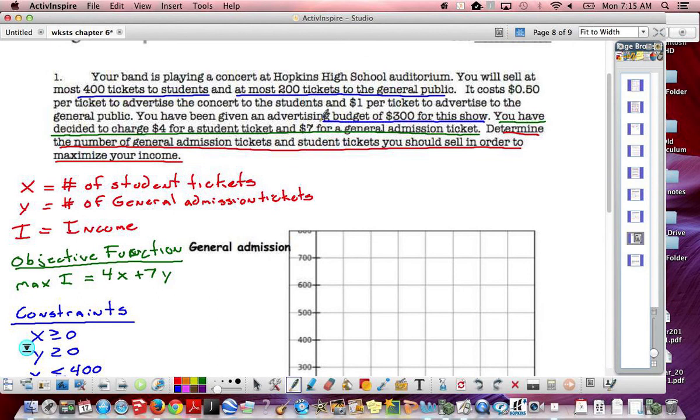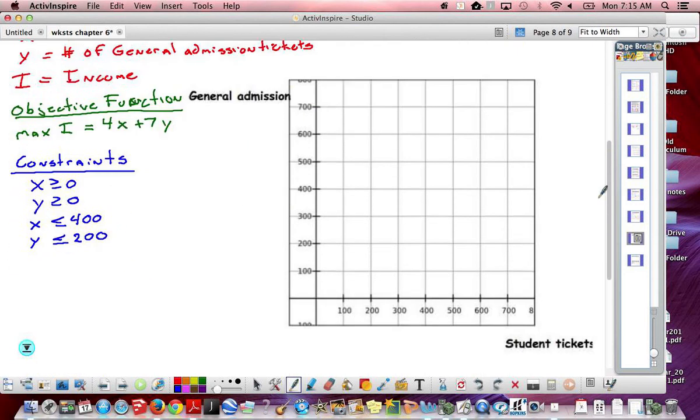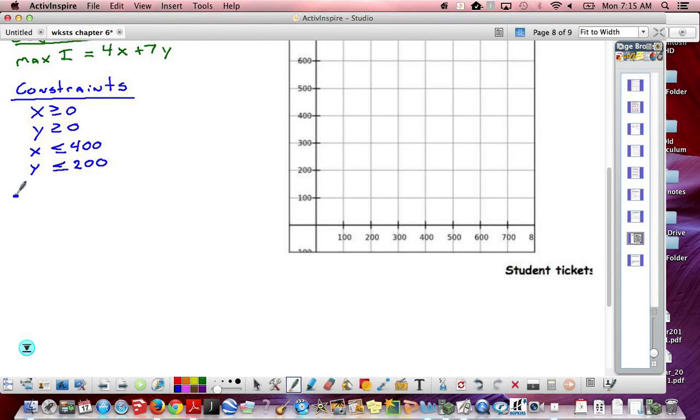The last constraint deals with your advertising budget. You have a maximum of $300 in advertising to work with. You have $1 that you can spend on a general admission ticket and 50 cents for the student tickets. So we know that 0.50x plus 1y has to be less than or equal to, in this case, 300.